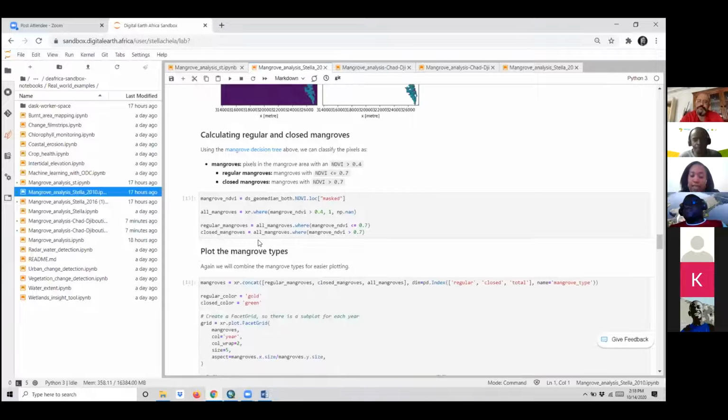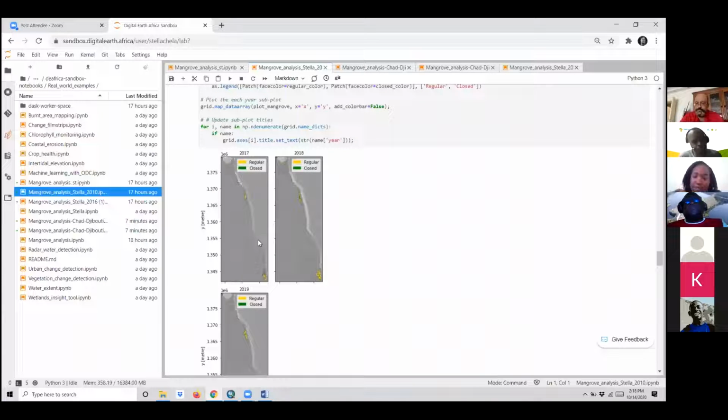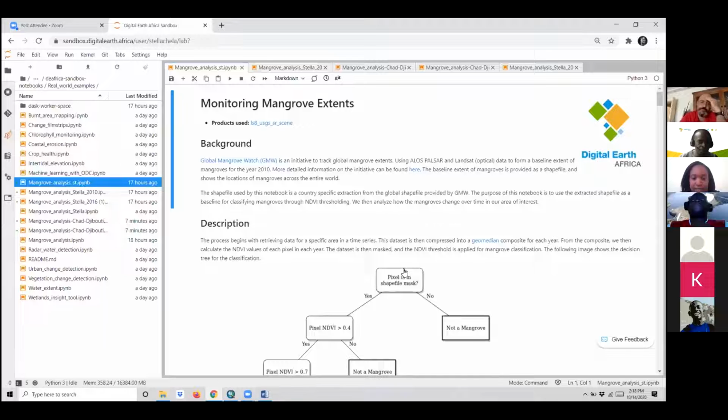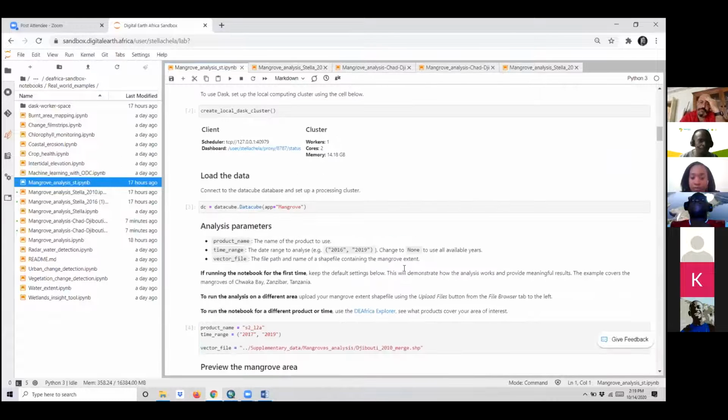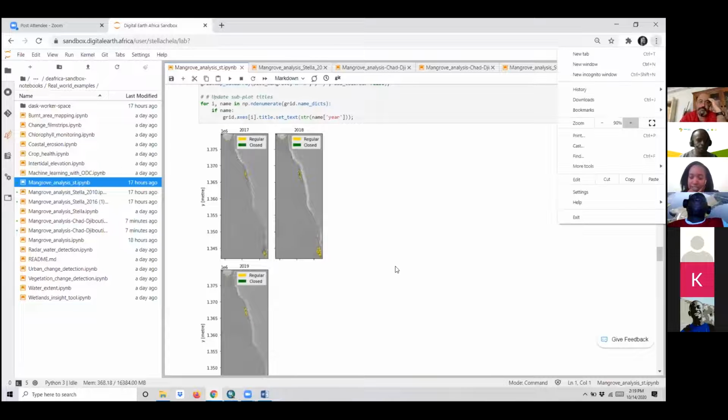Through that, using the shapefile, especially of 2010 that I'm currently showing, you were able to identify the existing regular and closed mangroves in the period of 2017, 2018, and 2019. A similar analysis, I'll be changing my tabs a little bit, is the same that happened with the shapefiles provided by Global Forest Watch for 2016. We were able to identify regular and closed mangroves for 2017, 2018, and 2019. And of course, if you zoom in a little bit, you can see slight differences between the two. That for us was key, just identifying the types of existing mangroves in Djibouti.